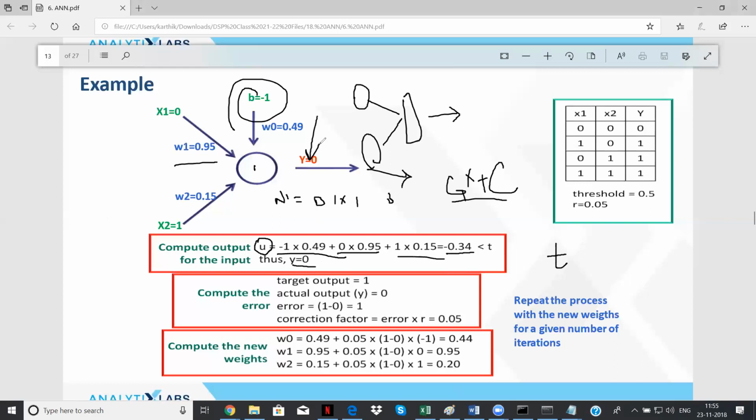Is that clear to all? So based on the calculations, I'm getting y is equal to 0. You can do simple linear calculations like this, right? Yes or no? Which one? B is just an assumed value. So let's see, beta 1 is 0.95 into 0, so this entire value is 0, plus 0.15 into 1, right?